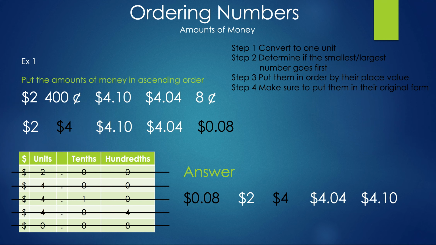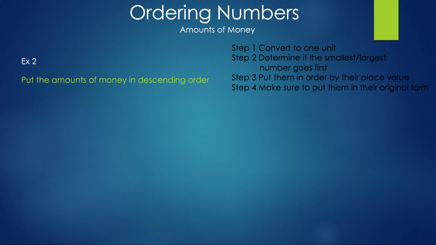Now the only thing left to do is step 4. Make sure to put them back in the original form. And then there's your answer: 8 cents, $2, 400 cents, $4.04, and $4.10. Now we're going to do example 2. Put the amounts of money in descending order.